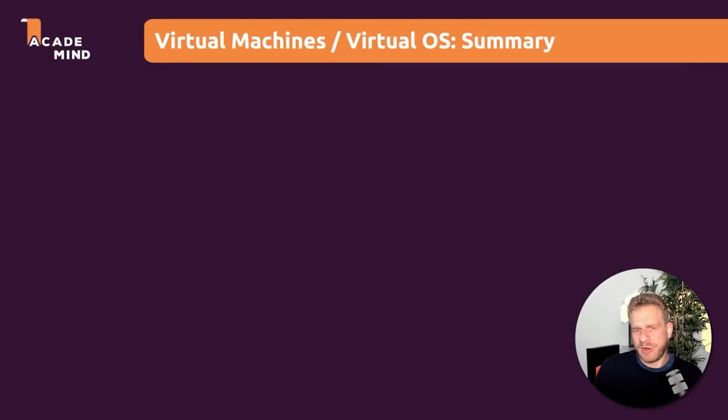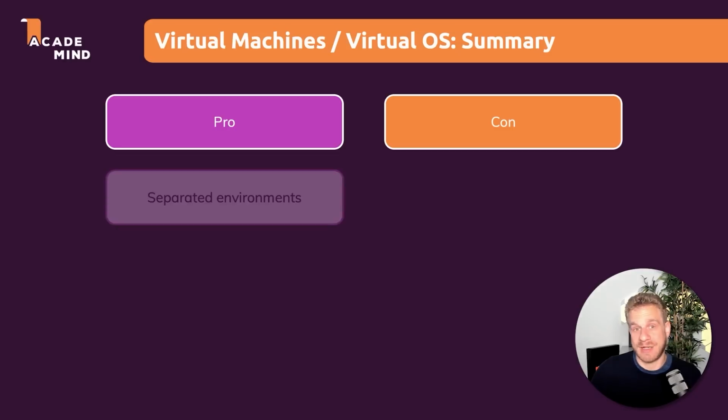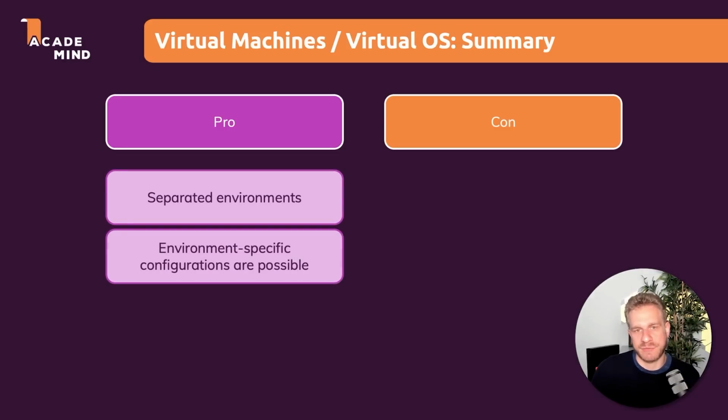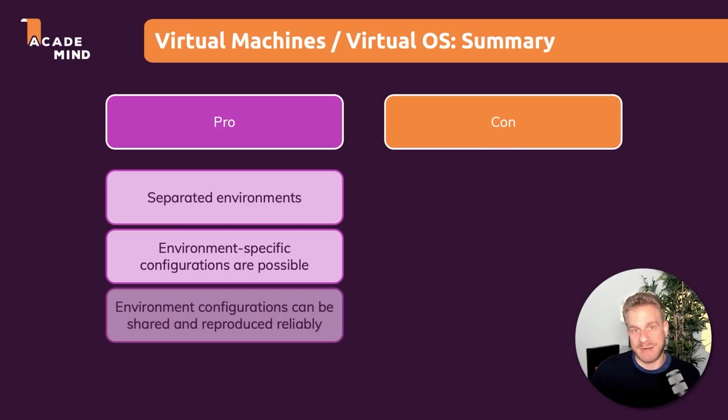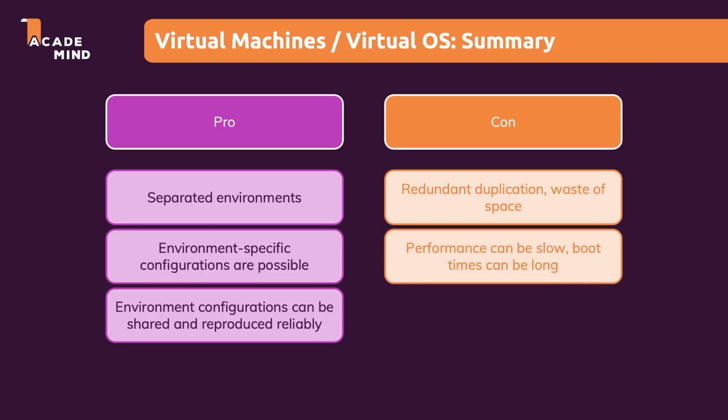So to sum it up, virtual machines have a couple of pros and cons. They do allow us to create separated environments, and we can have environment-specific configurations in them, and we can share and reproduce everything reliably, but we do have this redundant duplication, that wasted space. Performance can be bad since we have an extra machine running on top of our host system, and especially if we have multiple such machines, performance can really degrade.